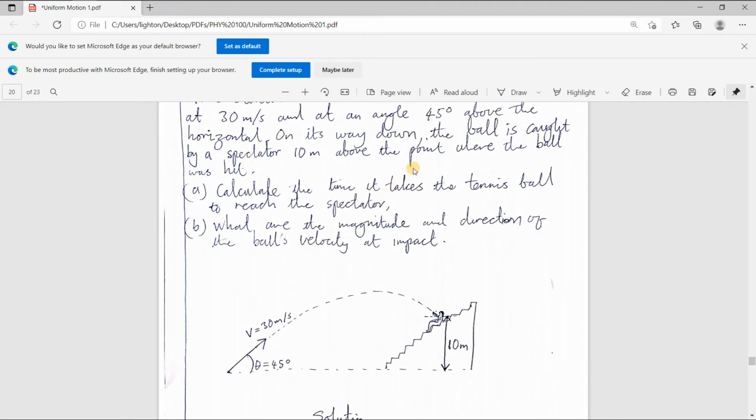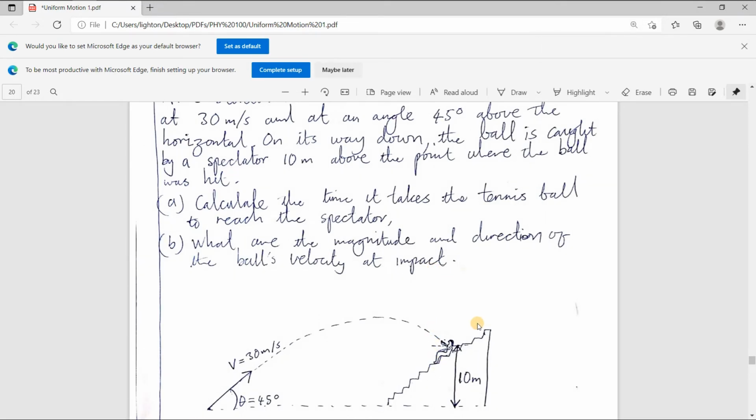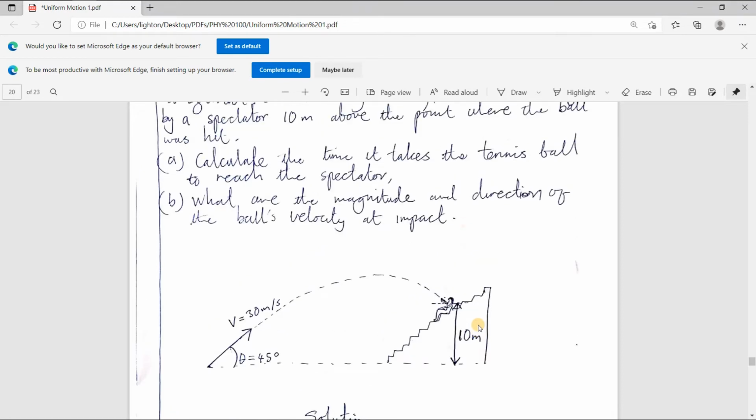I think reducing it like that will be easier to analyze. So on its way down, the ball is caught by a spectator 10 meters above the point where the ball was hit. So this is a spectator sitting here. Let's enlarge it. A spectator is 10 meters above here, as you can see. The distance from this point to this point is 10 meters. The ball was hit from this point at an angle of 45 degrees with a velocity of 30 meters per second. So the ball was going up until this person caught it.